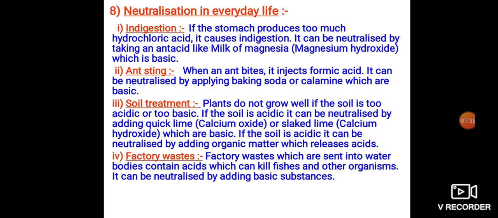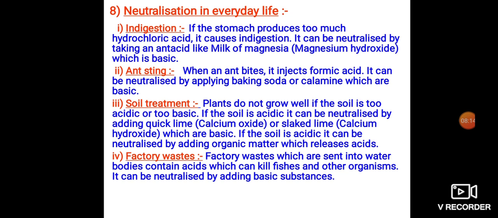The next one is factory waste. Factory waste which is sent into water bodies contains acids. They kill the fish and other organisms present in ponds, rivers, etc. These wastes are first neutralized by adding basic substances. Next one is acid burns. In case of acid burns, a dilute solution of baking soda may be sprinkled on the affected body part.